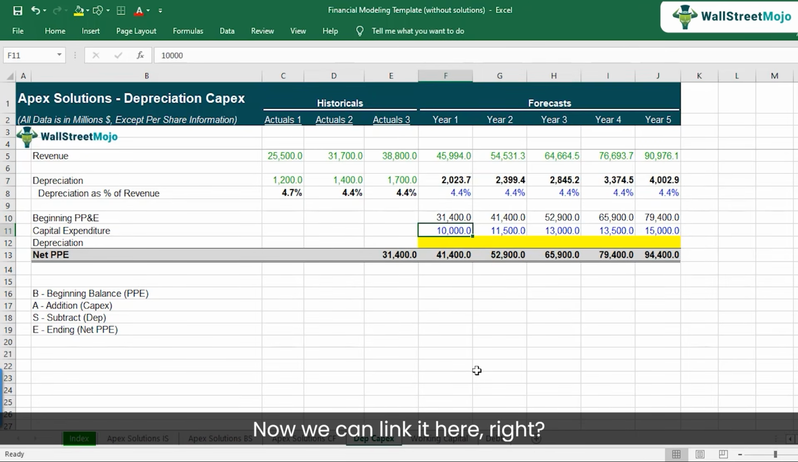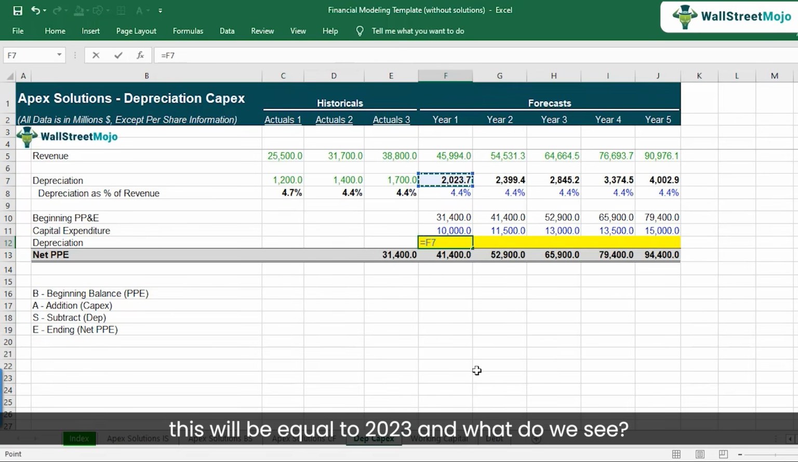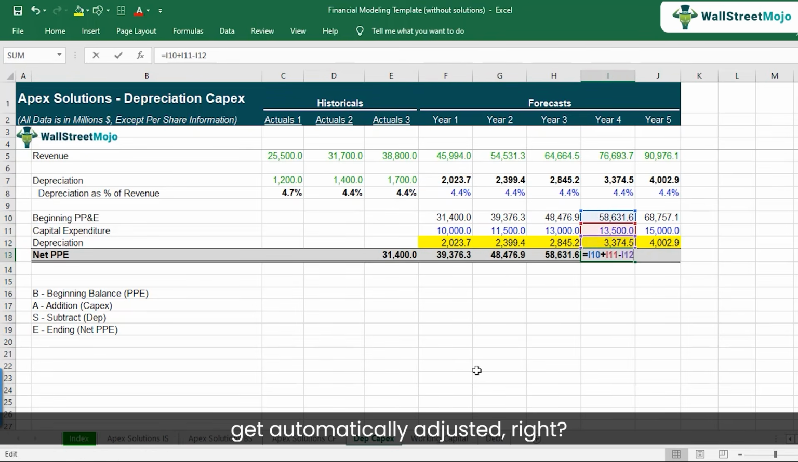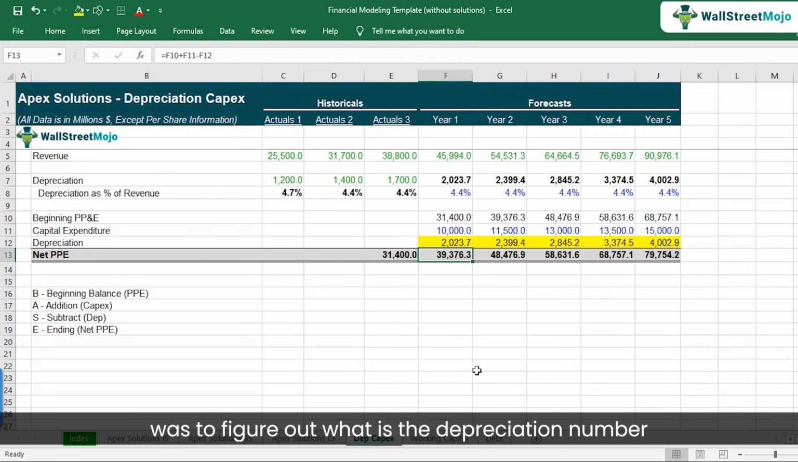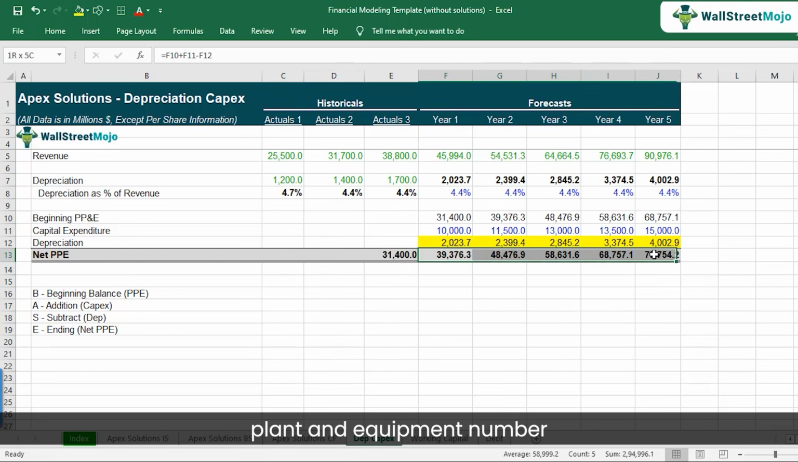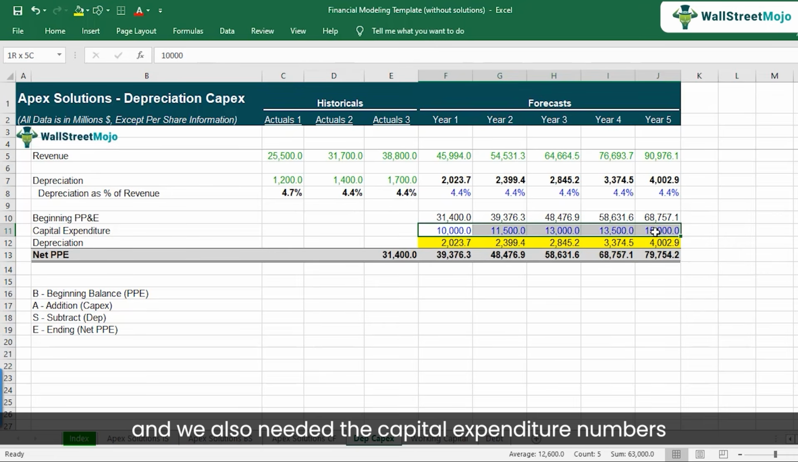Now we can link it here, right? The depreciation. If we link it here, this will be equal to 2023. And what do we see? The net PP&E numbers get automatically adjusted, right? So the objective of this depreciation capex schedule was to figure out what is the depreciation number and what is the net property, plant and equipment number. And we also needed the capital expenditure numbers, which we were already provided by the management themselves, right?